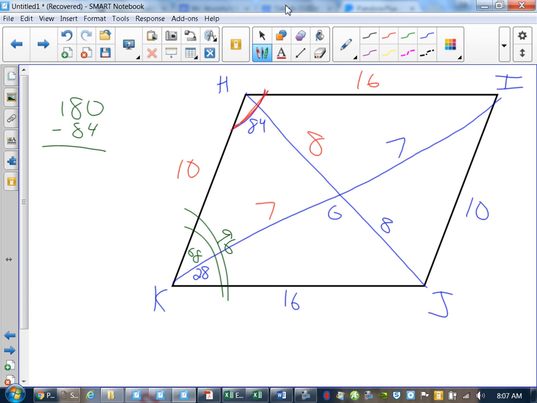Now, that also means that this whole angle here has to be what? That whole angle has to be 84. This whole angle has to be 96. But watch what else you can do.